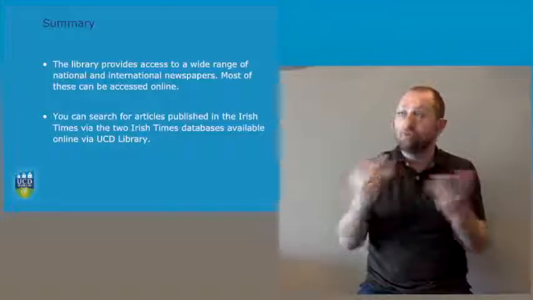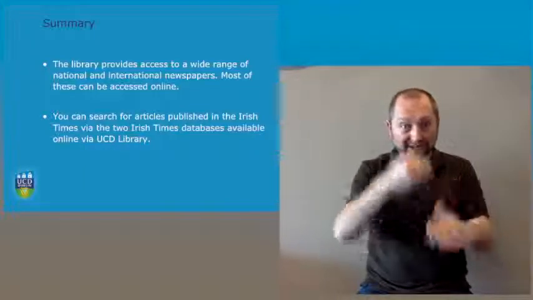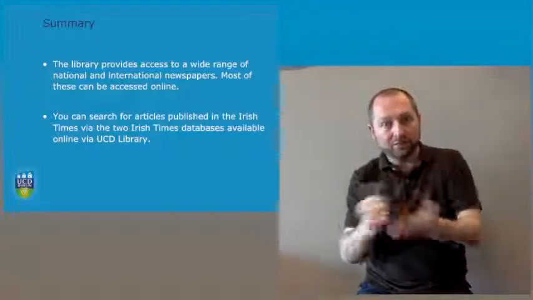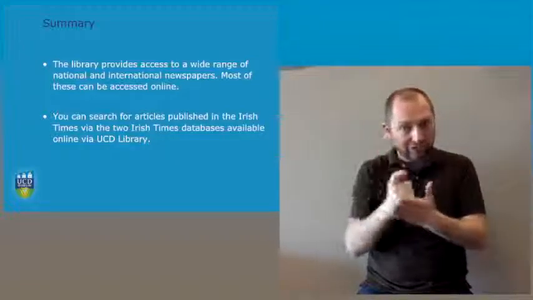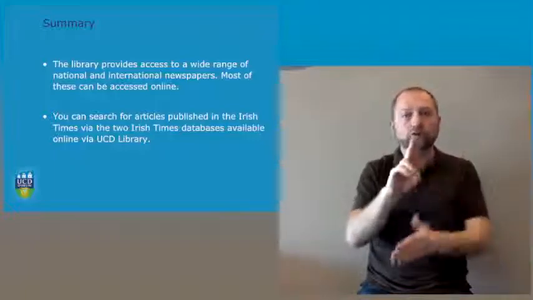So in summary, the library provides access to a wide range of national and international newspapers, and most of these can be accessed online. You can search for articles published in the Irish Times via the two Irish Times databases available online via UCD Library.